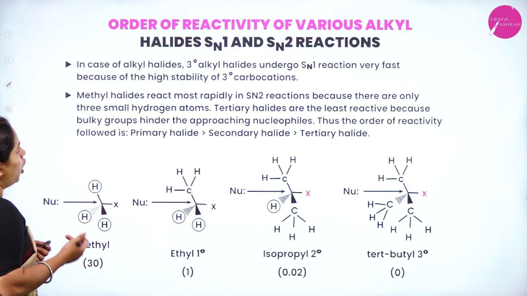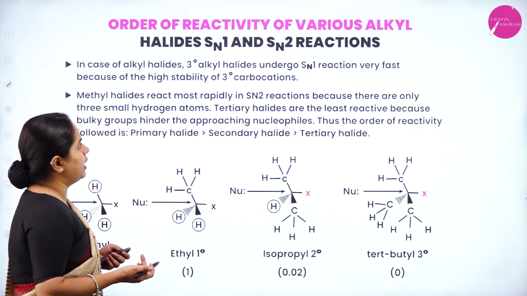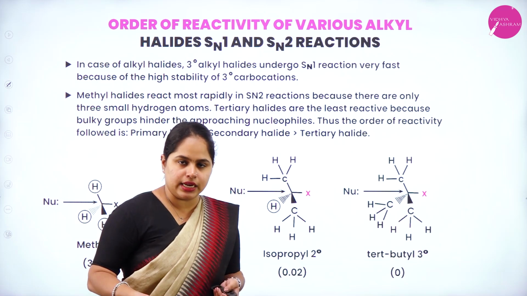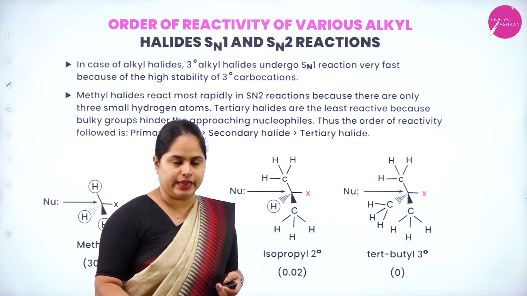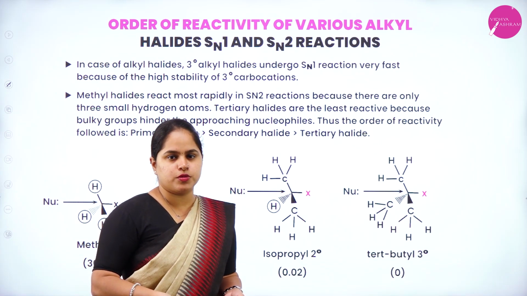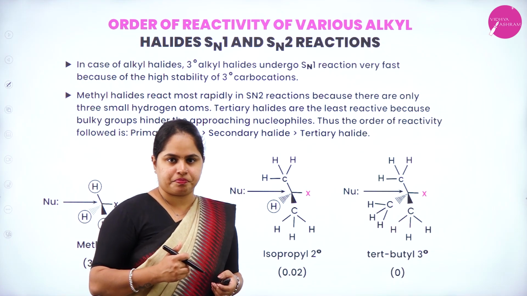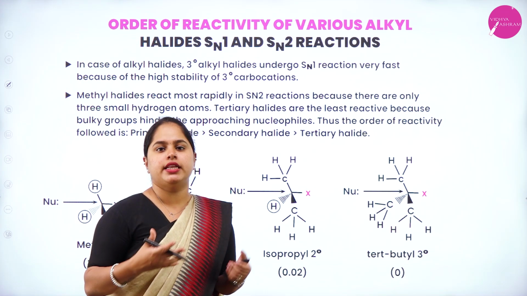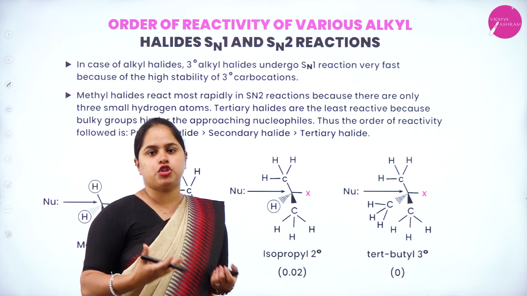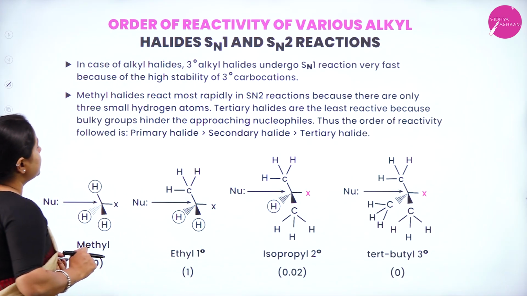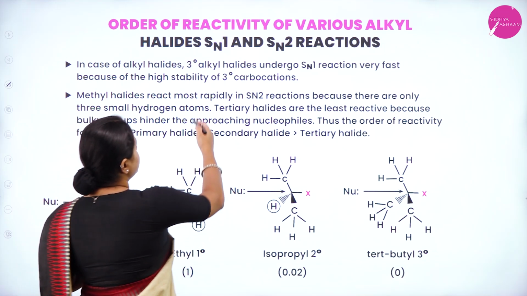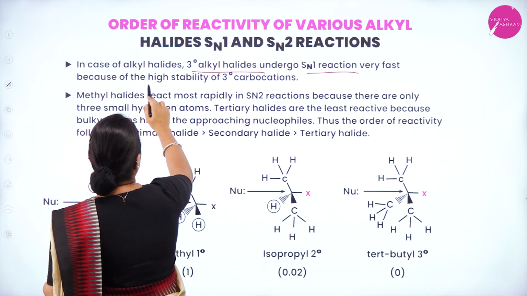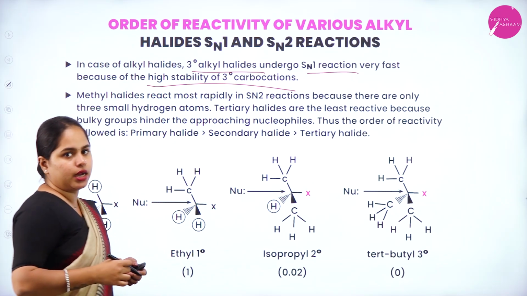Now, the order of reactivity of various alkyl halides in SN1 and SN2 reactions. You have primary alkyl halide, secondary alkyl halide and tertiary alkyl halide, based on how many alkyl groups are attached to the carbon atom. We are going to see the order of reactivity in SN1 and SN2, and which one shows more reactivity. In case of alkyl halides, tertiary alkyl halide undergoes SN1 reaction very fast because of the high stability of the tertiary carbocation.